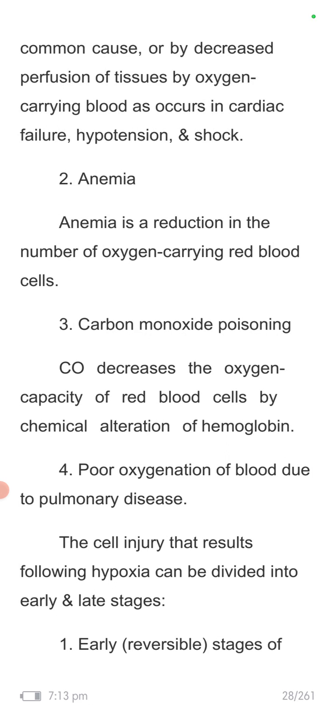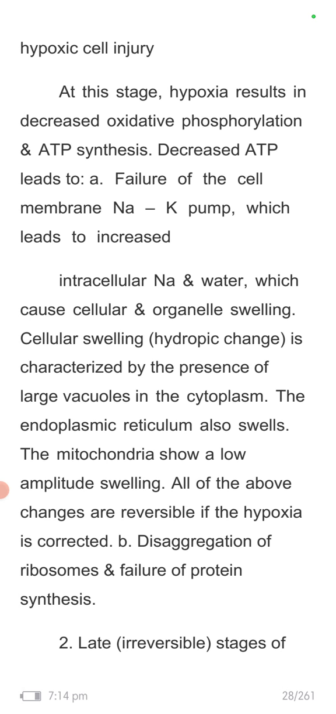Anemia. This is the reduction in the number of oxygen carrying red blood cells. Carbon monoxide poisoning. CO decreases the oxygen capacity of a red blood cell by chemical alteration of the hemoglobin. Poor oxygenation of the blood due to pulmonary disease. The cell injury that results following hypoxia can be divided into early and late stages. The first one is the early reversible stage of hypoxic cell injury.